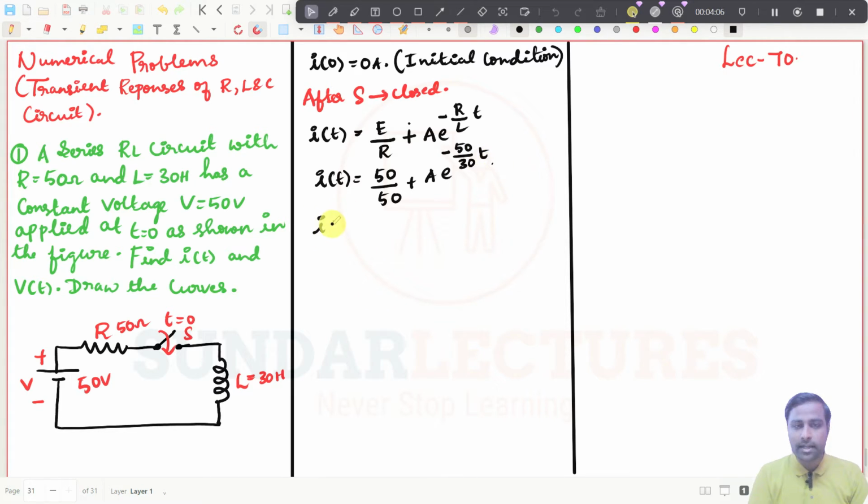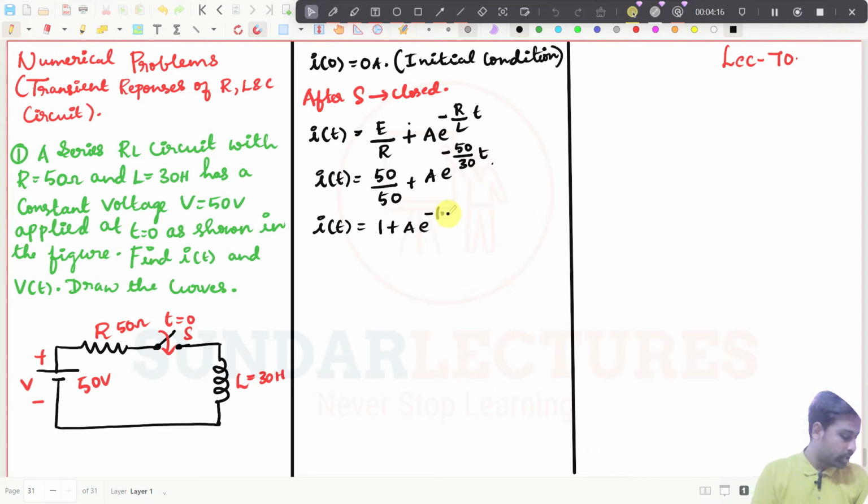Now I can write i of t as 1 plus A e power minus, I am getting 1.67, t.